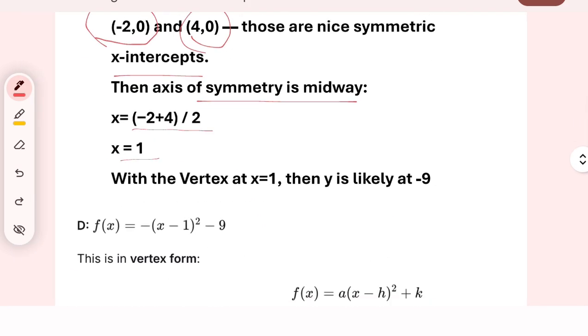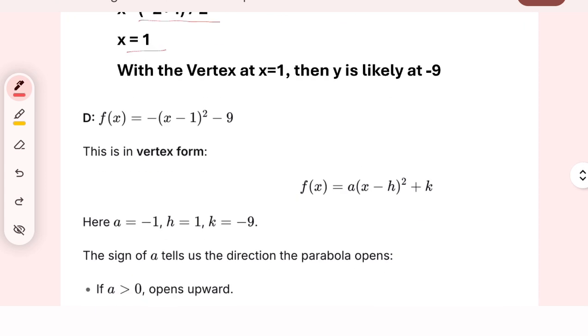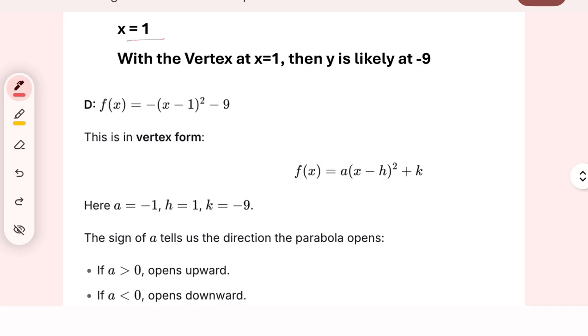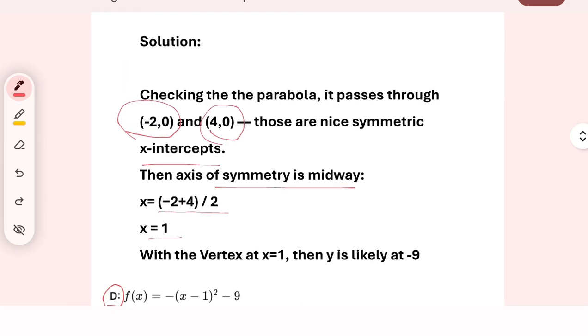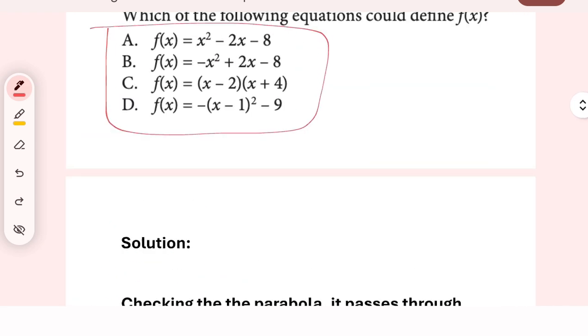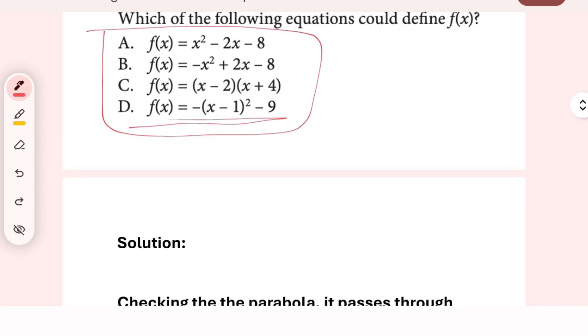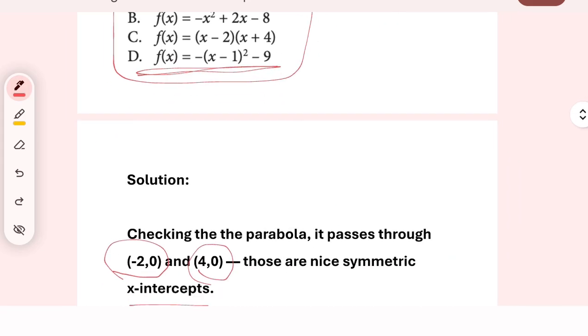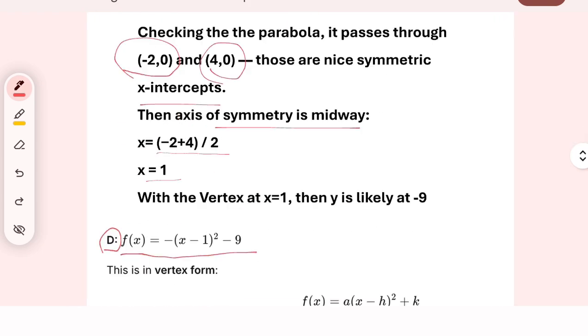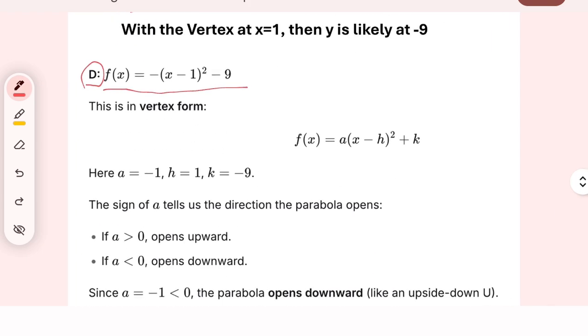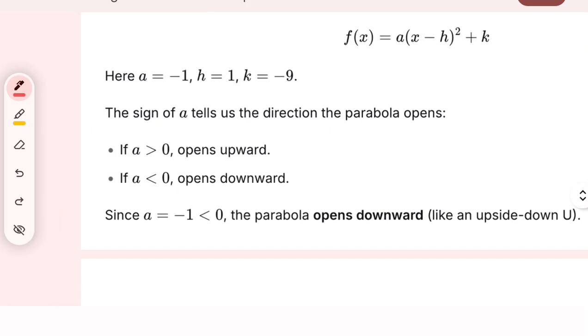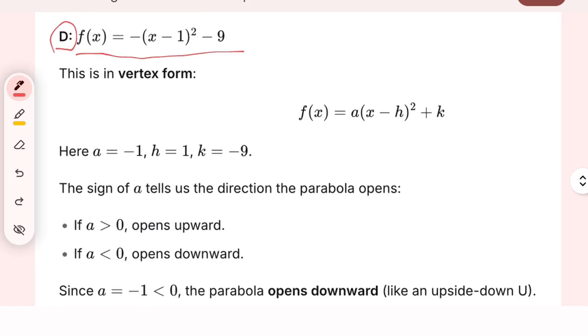Now that we have analyzed the parabola, let us look at the options individually. This is what is written in option D: f of x equal to, this is from option D. If you go back here, this is option D. We will analyze each option one by one. Let's start with letter D, then C, B, and lastly A. Let's see if D would fulfill our conditions.